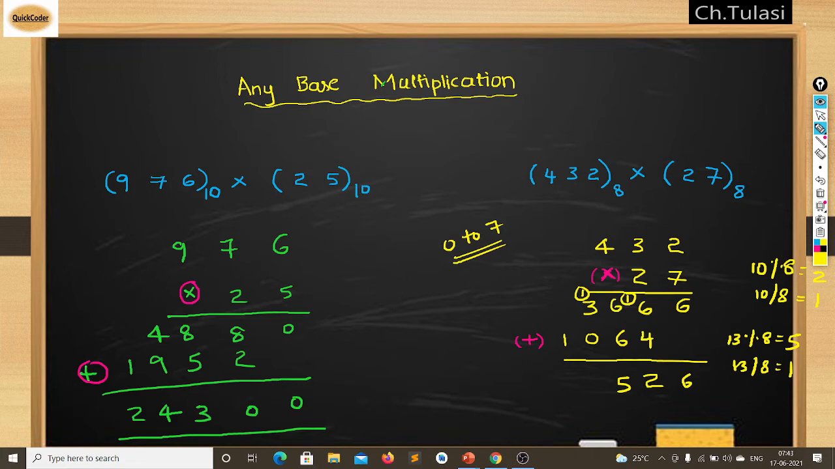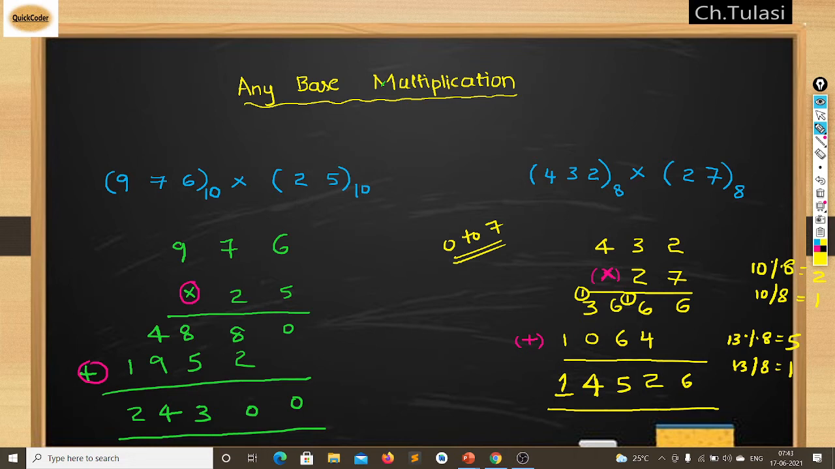And again 3 plus 1 is 4. 4 has not exceeded 7, so as it is we can represent 4 and 1 as it is. So that's it. That's it about this octal multiplication. Simple. But I have to tell one shortcut to this.